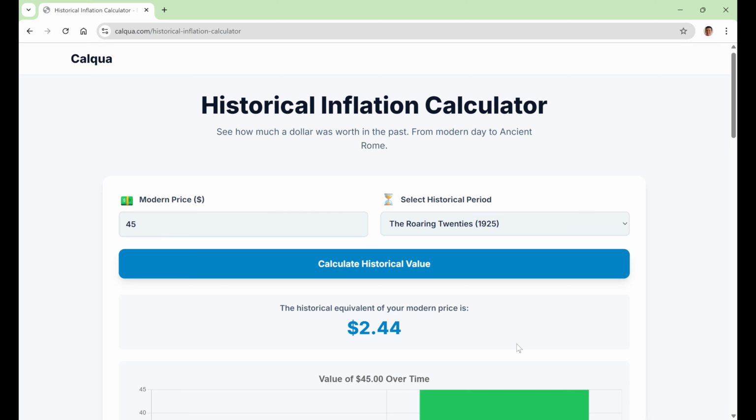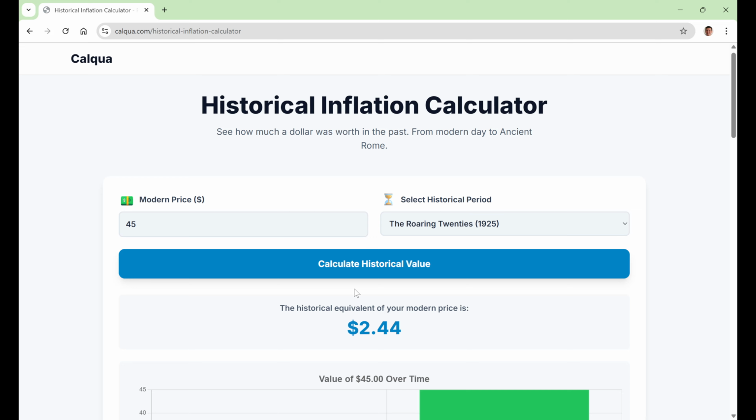Today, we are exploring a topic that influences every financial decision we make, often without us even realizing it: the power of inflation. Have you ever looked at a price from 100 years ago and wondered, what would that be worth today? Or perhaps you've seen a vintage advertisement for a car and thought about how its cost compares to modern vehicles. This concept isn't just a historical curiosity, it is a fundamental pillar of economic understanding.